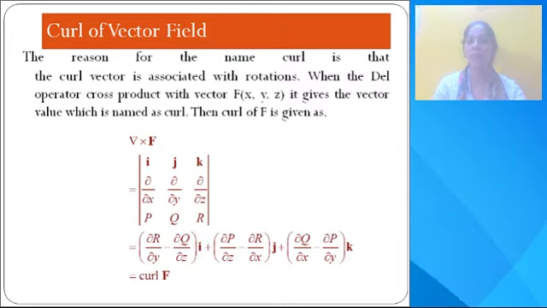Then curl of f is given as del cross f, or we can say it is the matrix form: i, j, k; dou by dou x, dou by dou y, dou by dou z; and after that p, q, r. So this equals (dou r by dou y minus dou q by dou z) i plus (dou p by dou z minus dou r by dou x) j plus (dou q by dou x minus dou p by dou y) k. That is equal to curl f.